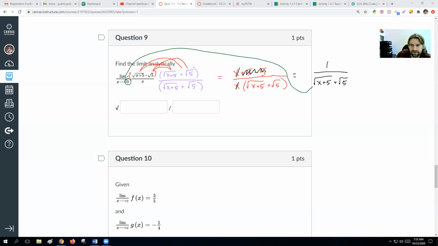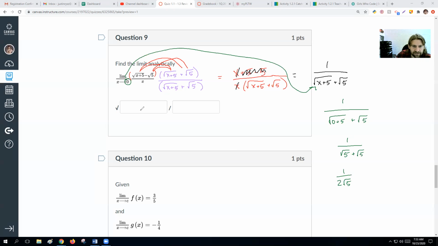We're going to plug 0 in for our x. So we get 1 over radical 0 plus 5 plus radical 5. So we get 1 over radical 5 plus radical 5, which is 1 over 2 radical 5.